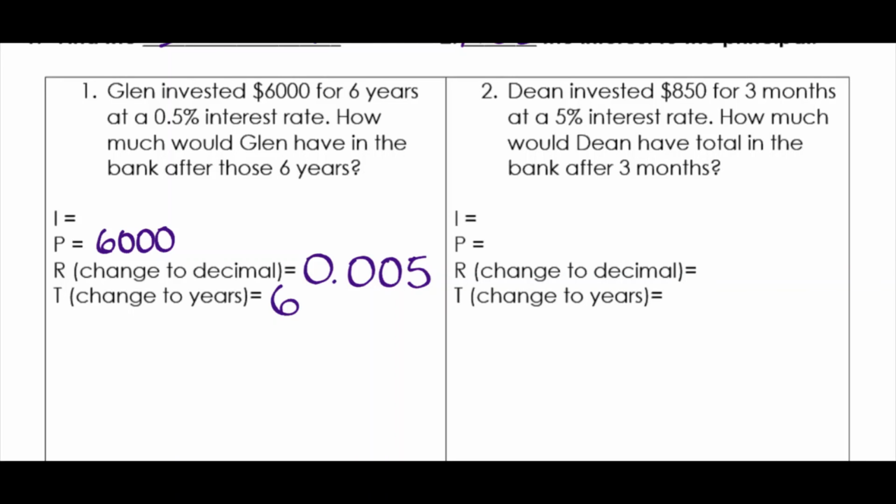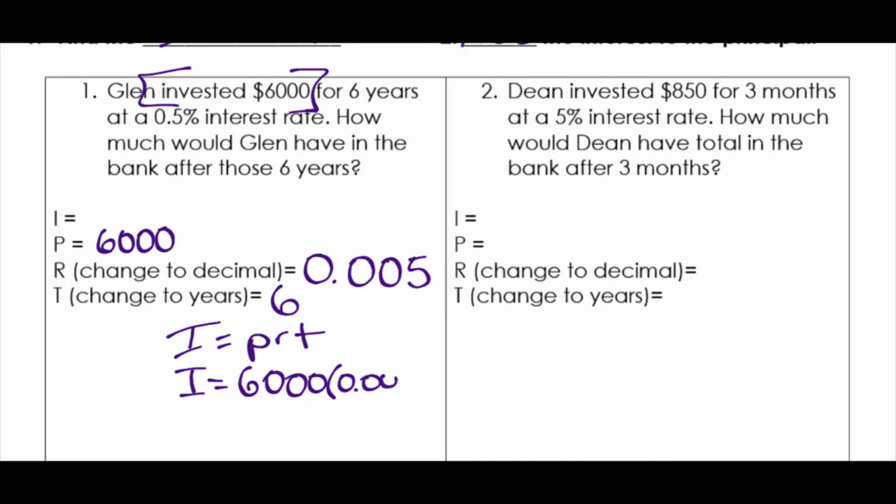So he originally invested this amount. He's going to gain a little bit of money. He starts out with $6,000. He's going to gain some interest. We're going to multiply those together. I equals P times R times T. So I equals 6,000 times 0.005 times 6. And that tells us that he's making $180.